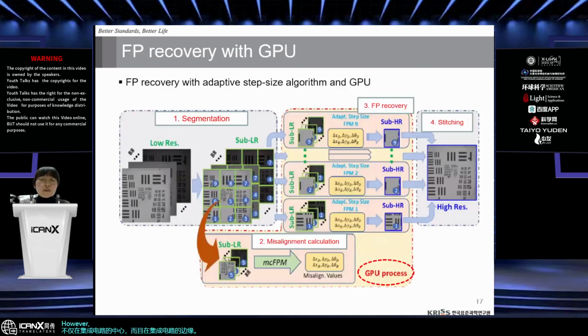However, 980 seconds is still considered quite a long time in practical applications in the industry. Therefore, we attempted to reduce the time required for the FP recovery process using parallel processing with a GPU. Since misalignment correction and FP recovery consume the most time in the entire FPM process, we focused on reducing time for those two processes.